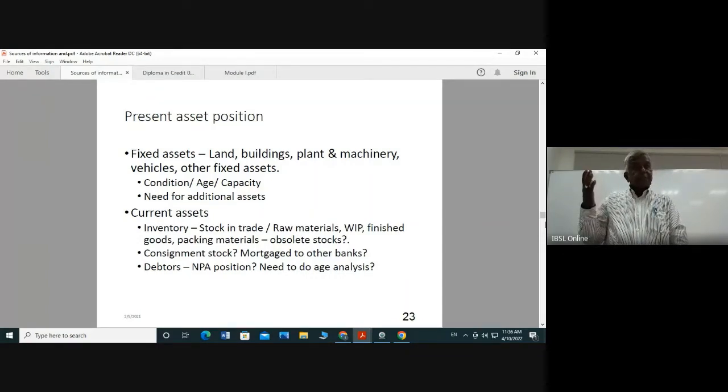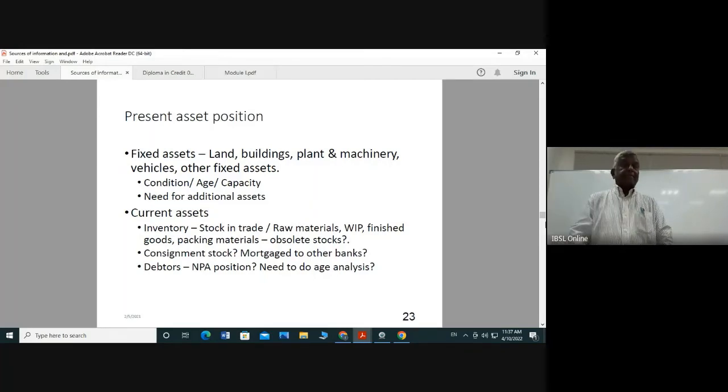Fixed assets: land, building, plant and machinery, vehicles, other fixed assets. You may have the list or prepare the list. Check the condition of the fixed assets. Age: when did they buy those assets? And the capacity, if it is a machinery; the building, what is the capacity? Whether they need any additional assets. If they are expanding the business, you have to judge whether they need additional assets.